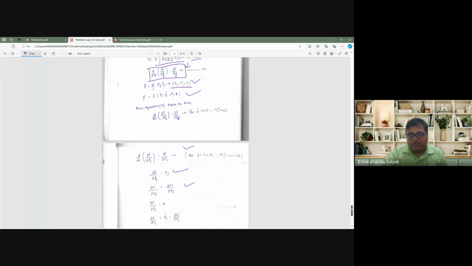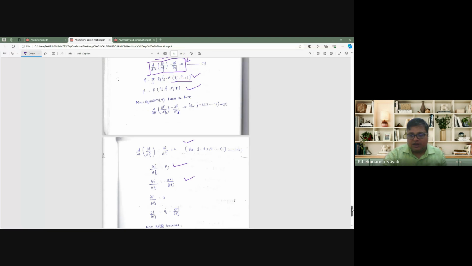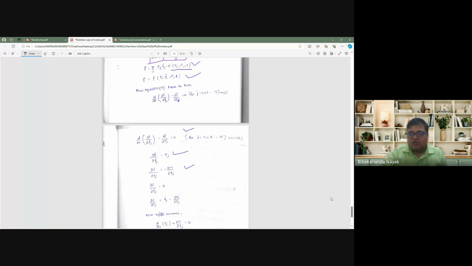Similarly, for del f by del pj dot, there is no pj dot here or here. H does not have pj dot, and this term does not have pj dot, so del f by del pj dot is equal to zero. And for del f by del pj, both terms contain pj, so there are two terms. If you take the derivative with pj, it will be qj dot. For this, it will be minus del H by del pj.